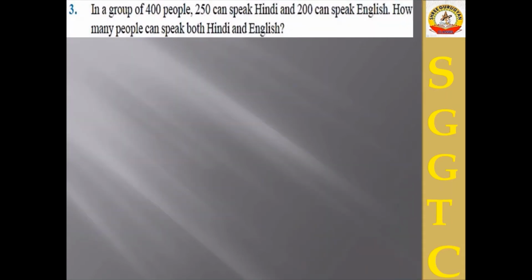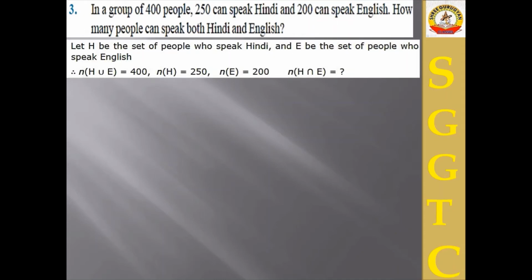In a group of 400 people, 250 speak Hindi and 200 speak English. The question asks how many people can speak both languages, Hindi and English. Students, utilize this: it means it is an intersection being asked. So very easy. Consider Hindi as H and English as capital E, the people who speak those languages.